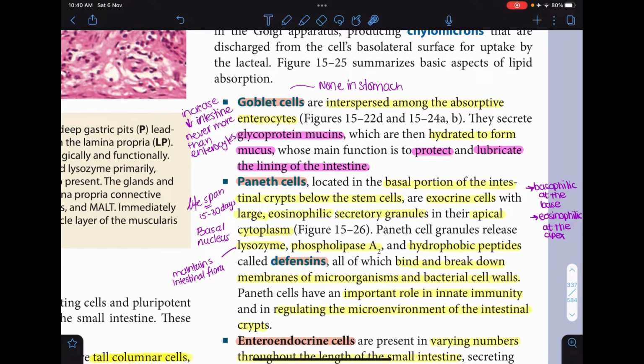الenterocytes as we said انه they're the most common cell بالسمول intestine. The goblet cells are never more than the enterocytes، بس في عنا كتير منهم كمان as we go يعني down the intestine. They secrete glycoprotein mucin, which is then hydrated to form mucus, and the main function of the mucus here is to protect and lubricate the lining of the intestine.